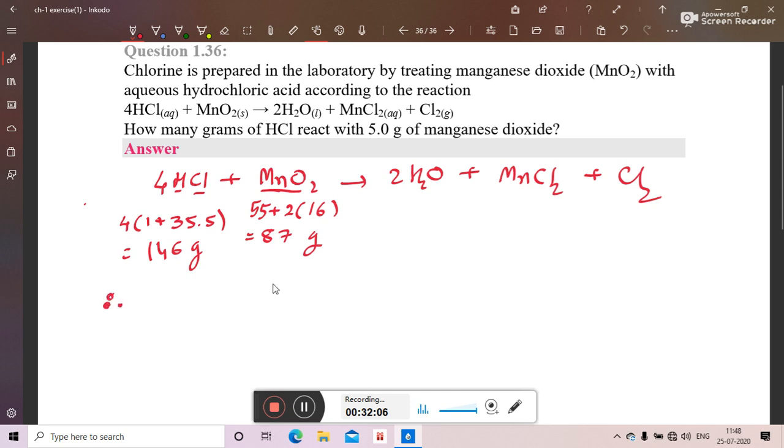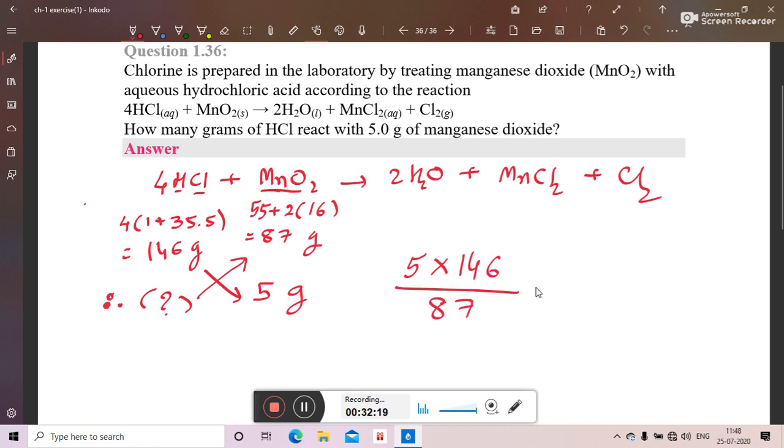Now in our question we are provided with 5 gram MnO2. So what should be the mass of HCl? When we do cross multiplication, it will be 5 into 146 divided by 87. When you solve this, our final answer will be 8.4 gram HCl. So here our chapter gets over.